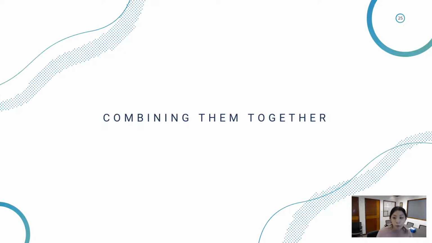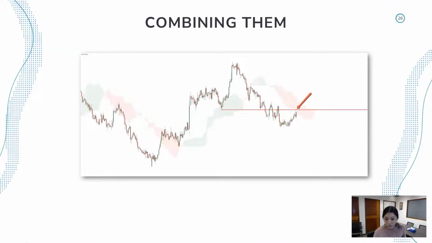Okay, how do we combine them together? We have candlestick patterns to tell how the price action reacts. We also have other indicators or techniques to combine with them to make it a higher probability trade. Okay, combining them together, let's look at this.